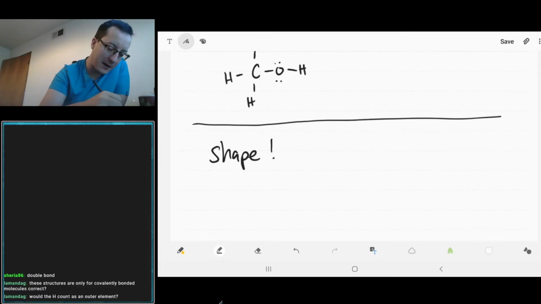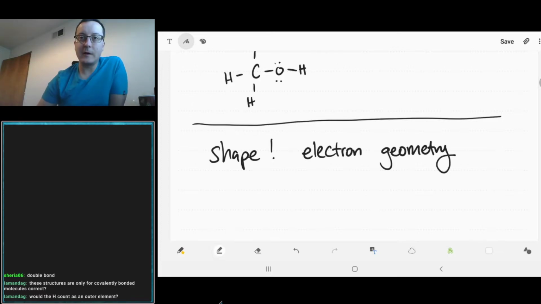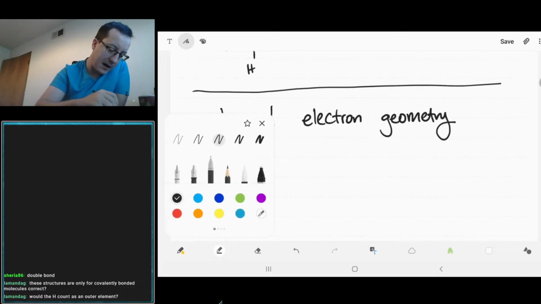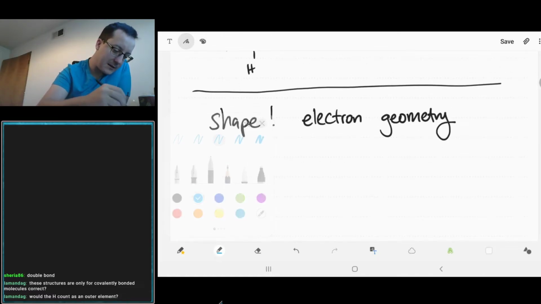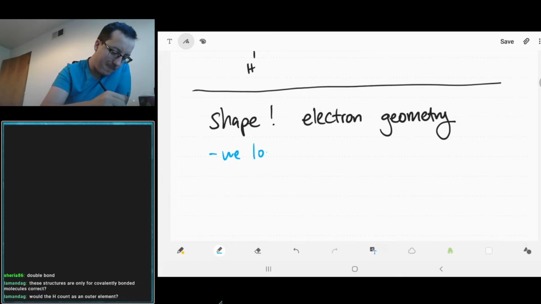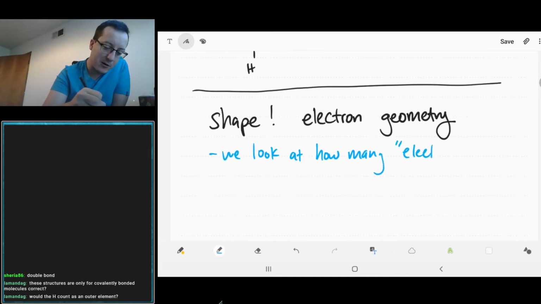So we're going to have two types. The first one is called electron geometry. And with that, we're going to look at how many things, what are called electron domains, are on the central atom.